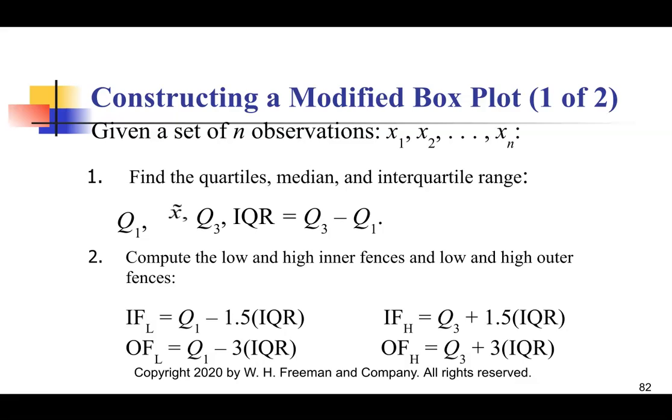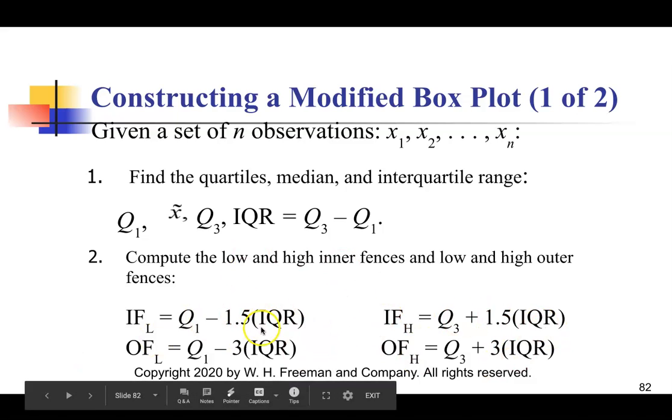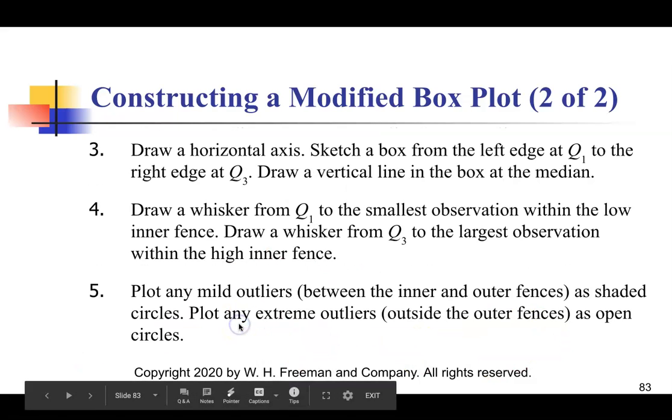So to do this calculation, you just take your Q1 and go a little bit more to the left. So you would subtract 1.5 times the IQR, and you would subtract 3 times the IQR to get your inner and outer lower fence. And then for your upper fence, you'll start with Q3 and you will add 1.5 times the IQR for the inner, and then 3 times IQR to Q3 for the outer fence. Anything that falls beyond these fences is going to be outliers.